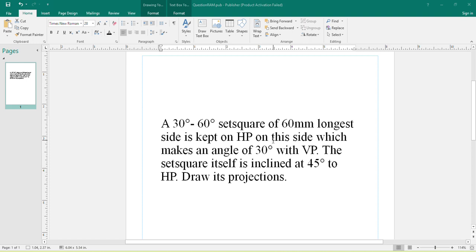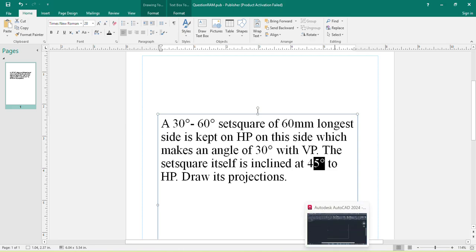Now, to keep this in mind, this resting side should be the longest side. Taking this longer side as the resting side, the surface of the set square makes an angle of 30 degree with the VP. Now, this longest side is the resting side, and with this resting side, the surface makes 45 degree with HP, and the longest side is aligned at an angle of 30 degree with the VP.